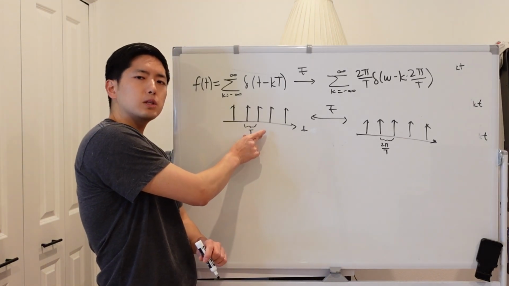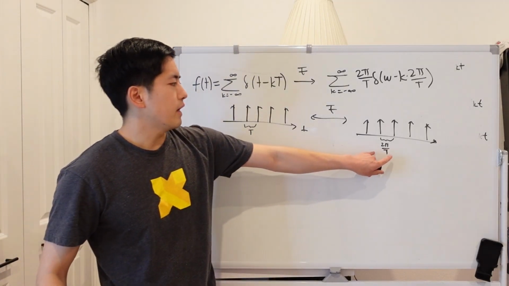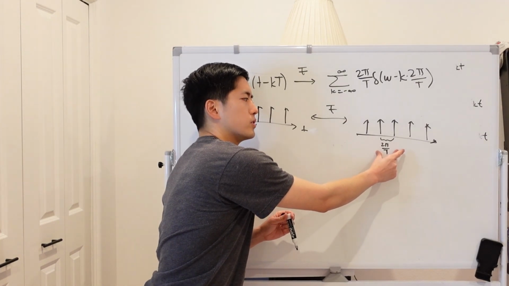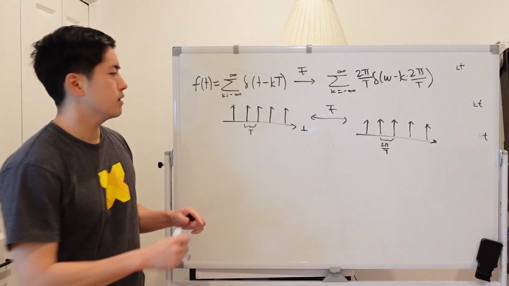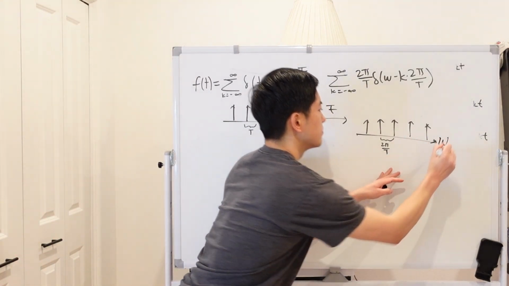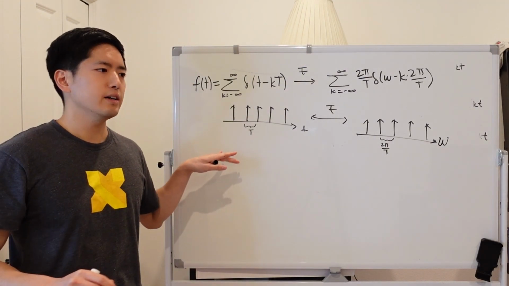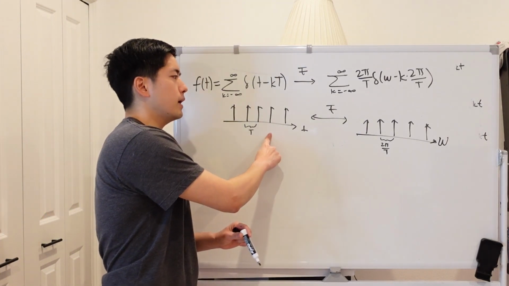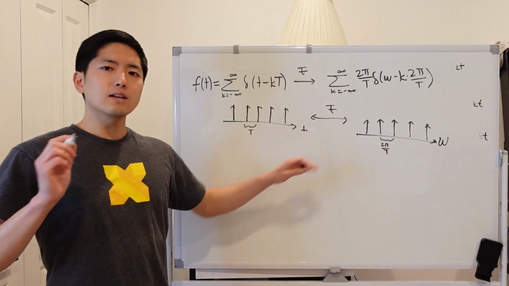if the distance between my impulses in the time domain becomes larger, that means that in the frequency domain of the Fourier transform, the impulses will become closer together. On the other hand, if in the time domain the impulses become closer together, then in the frequency domain, the distance between the impulses will become further apart. There's an inverse relationship between the distances between the impulses in the time domain and the distances between the impulses in the frequency domain. So why is this important?